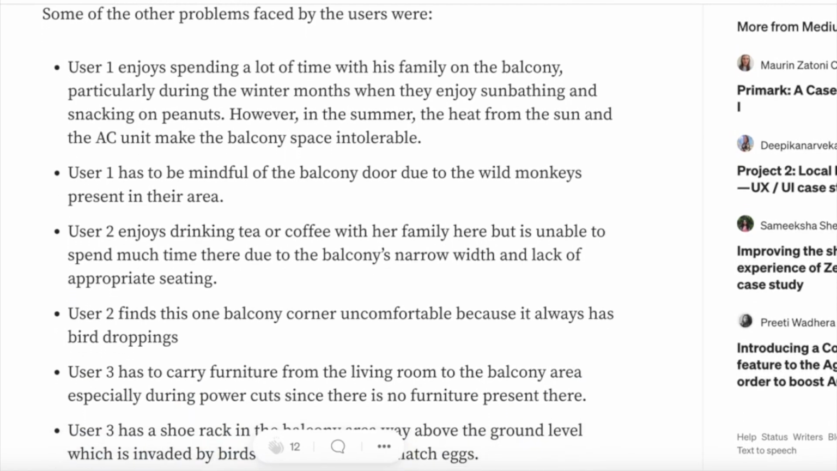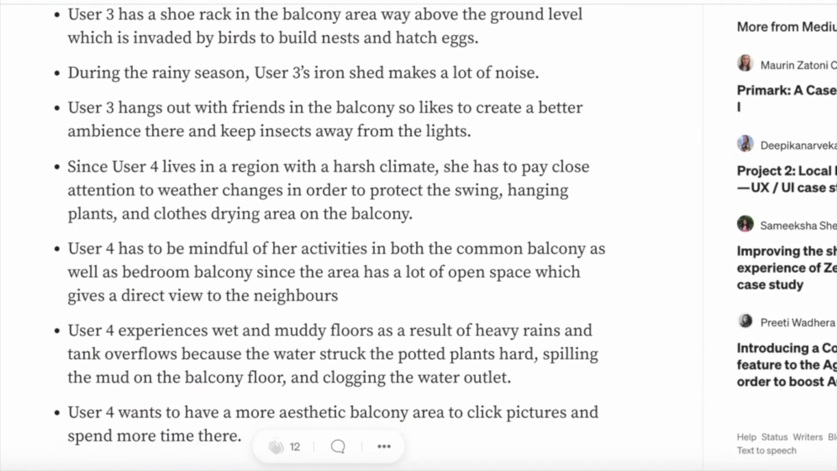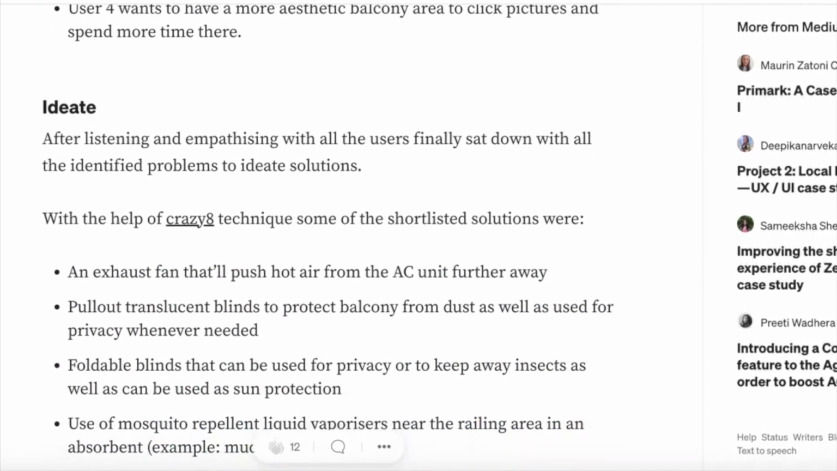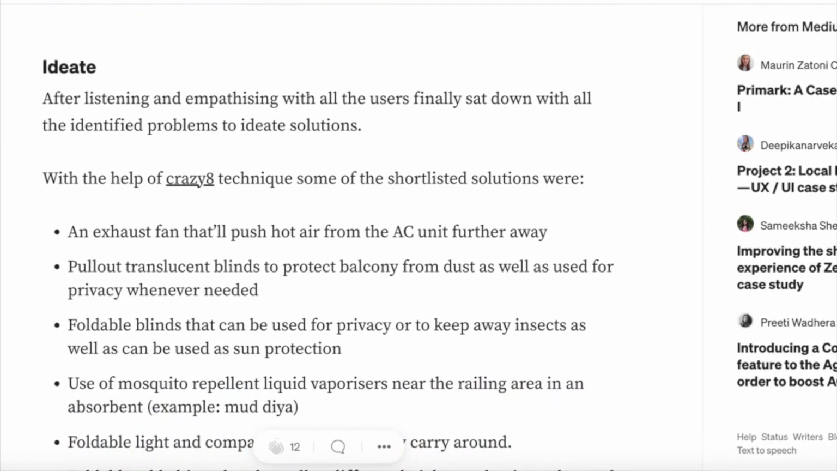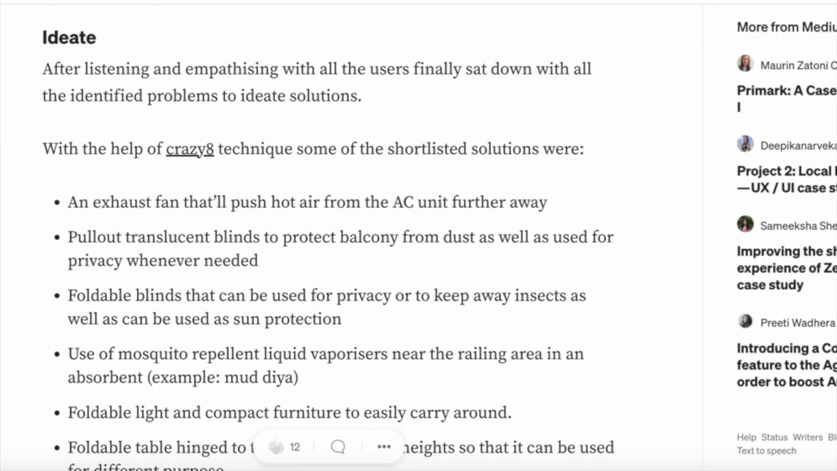After identifying all the root problems, it was time to sit down and finally think about solutions with the help of the Crazy 8 technique. That is, each problem was to be given 8 minutes, and in these 8 minutes, 8 solutions were to be generated.